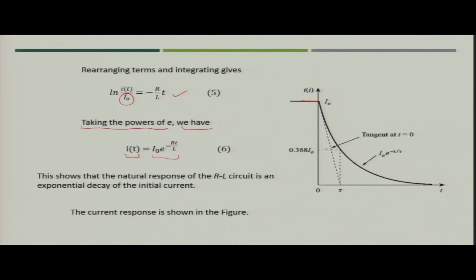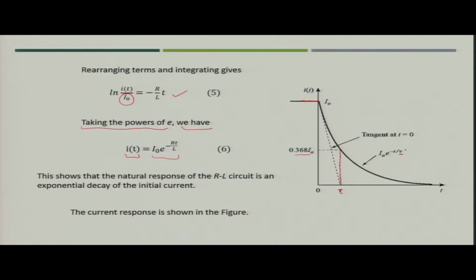So, if you see particularly this figure, you will see that at time t equal to tau, this will become 36.8% of its initial value. Now, what is tau? If you correlate with the RC circuit, tau was the time constant.